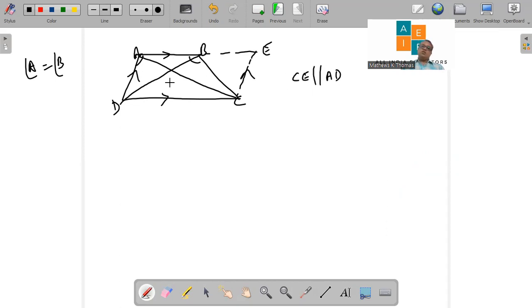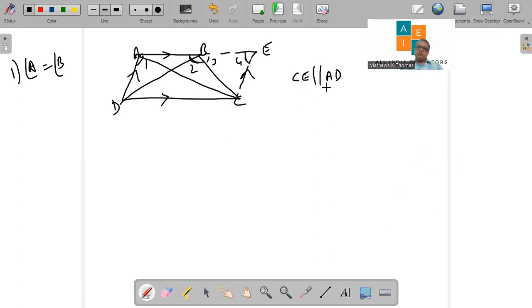Okay, this is parallel. This is already parallel. So this whole figure becomes a parallelogram. Now, first part, we have to prove that angle A equal to B. So to prove A equal to B, I'm just numbering this so that it becomes easy for us.